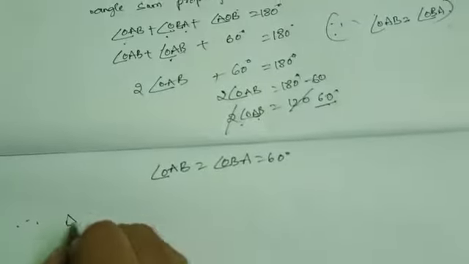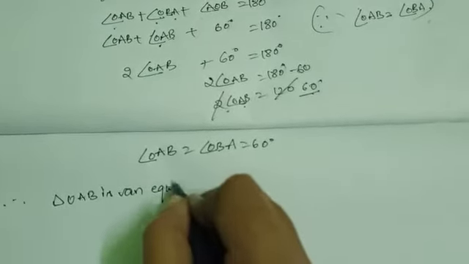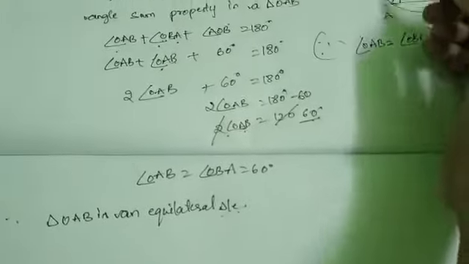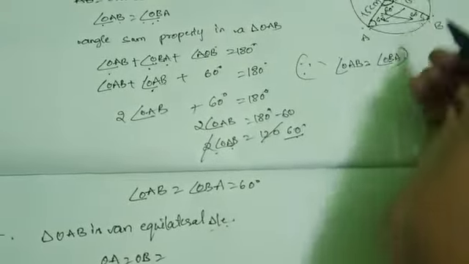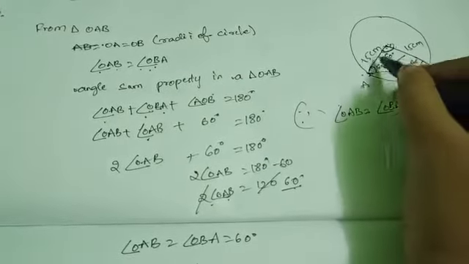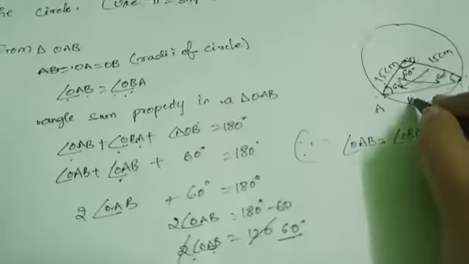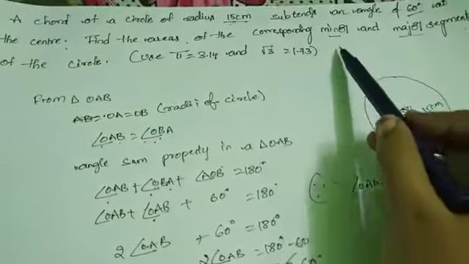So triangle OAB is an equilateral triangle. In an equilateral triangle all sides are equal. Here OA equals OB, which equals AB. OA and OB are radii of the circle, how much? 15 centimeters. Then AB equals 15 centimeters. The chord length equals 15 centimeters. Is it clear? Here we have to find the area of the minor and major segments.